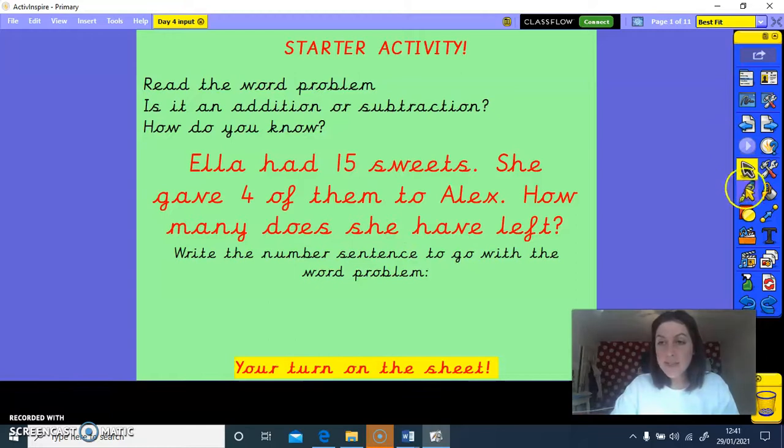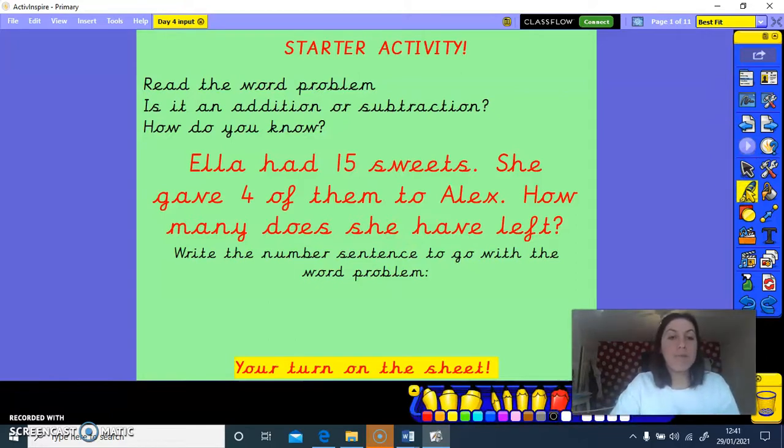So it says, read the word problem. Ella had 15 sweets. She gave 4 of them to Alex. How many does she have left? So, is this an addition or a subtraction sentence? What do we think? Subtraction, isn't it? Because Ella had 15 and she gave 4 sweets to Alex. She didn't get 4 sweets, she gave them away. So she has lost some sweets. They've been taken away.